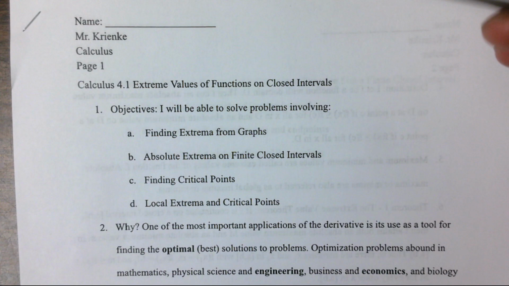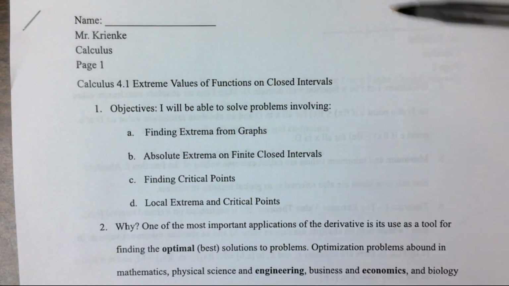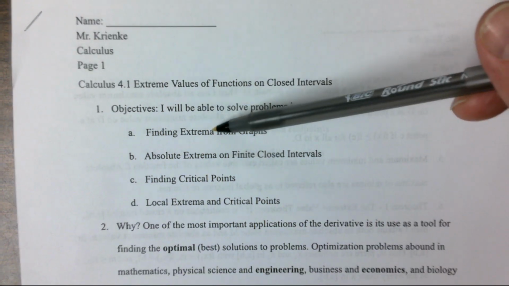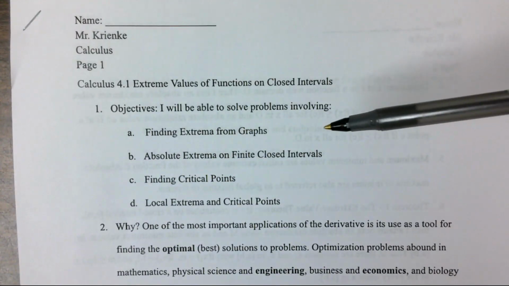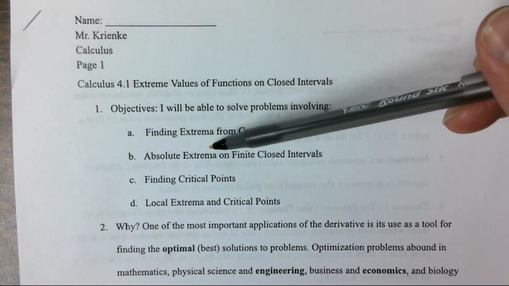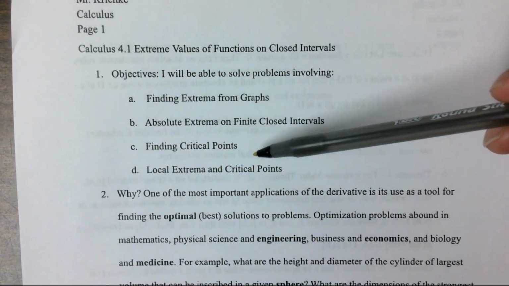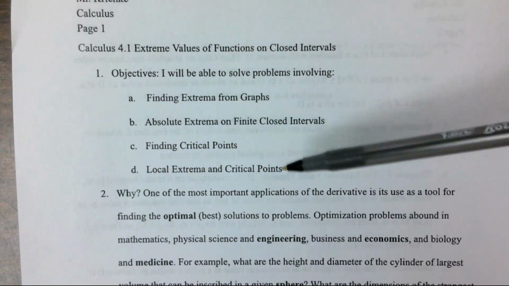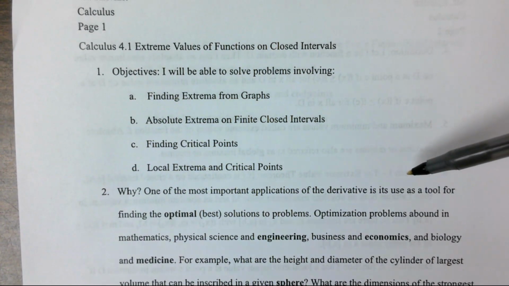This is on extreme values of functions on closed intervals. So to begin with, your objectives are to be able to find extrema, which is the plural of extremum, from graphs, finding the absolute ones on finite closed intervals, finding critical points and local extrema. Remember, in general, a critical point would be things like a minimum or a maximum.